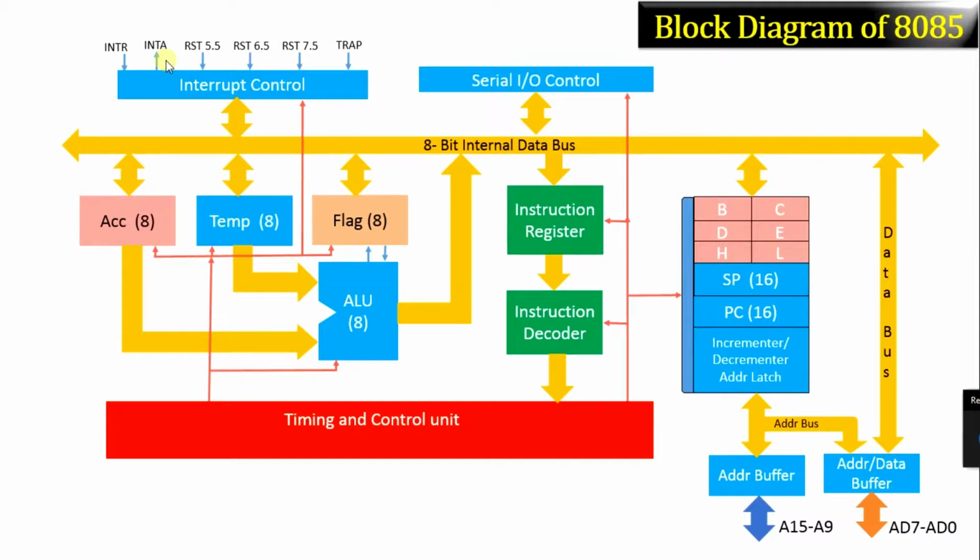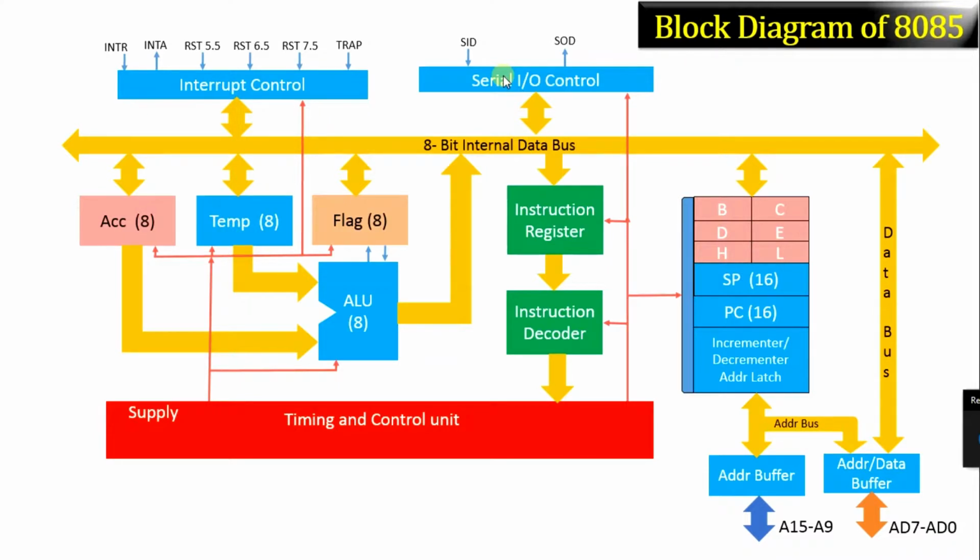Now another feature is here that is called serial input output control. We want to make some modification in this IC so that it is capable of communicating with serial devices also, which are performing serial data transmission. So we have to give 2 pins called SID and SOD pins, which will provide a facility to communicate serially too.